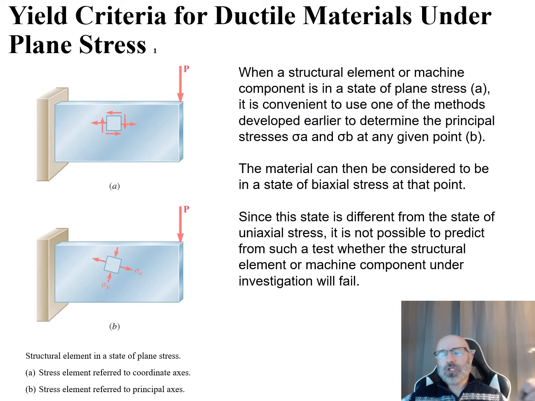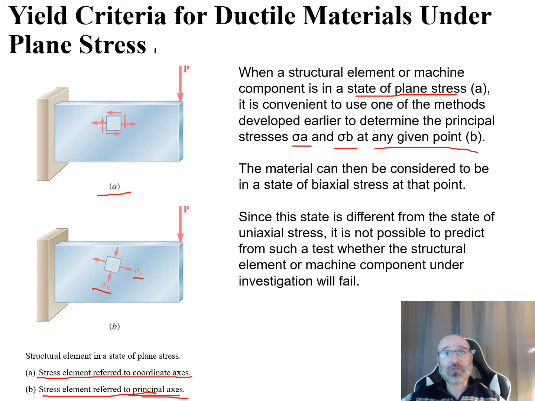So when a structure element or a machine component is in a state of plane stress, like we have here in A, so A is a stress element referred to our coordinate axis, it's convenient to use one of the methods developed in earlier modules in order to determine the principal stresses, our sigma A and our sigma B, at any given point. So we can see there's our sigma A, there's our sigma B for our stress element referred to this principal axis right here.